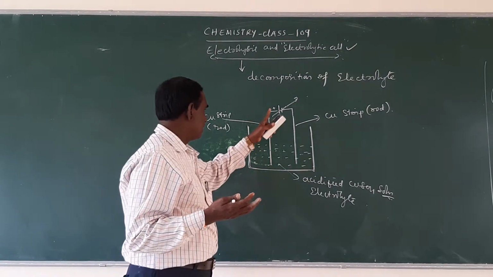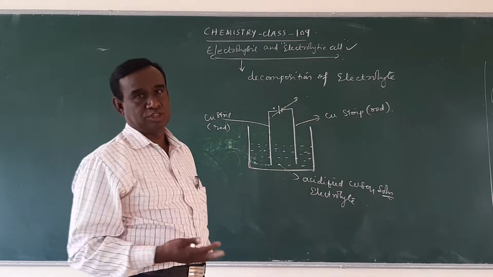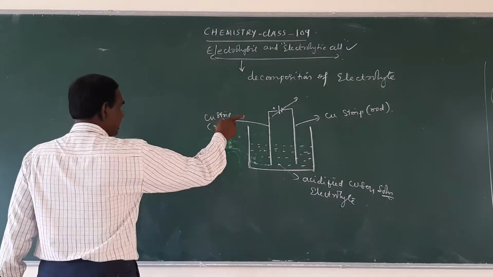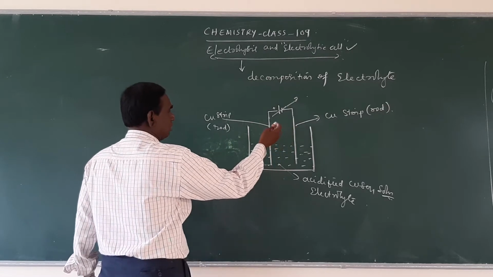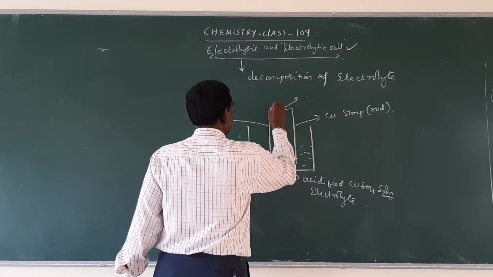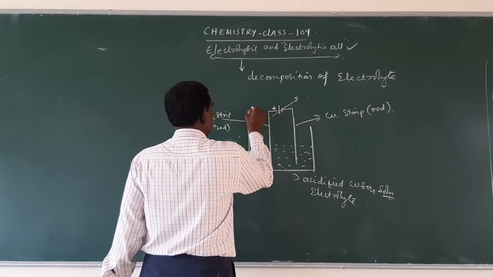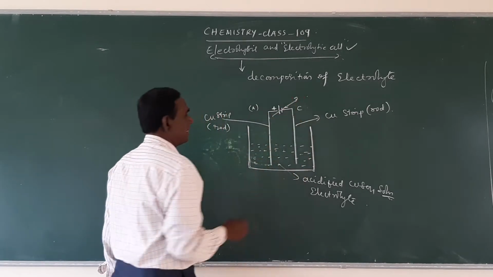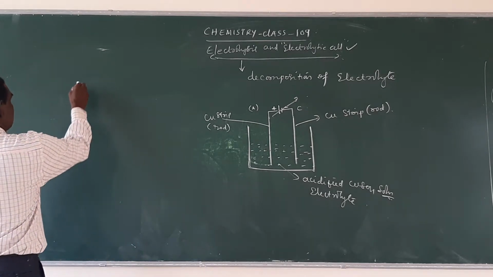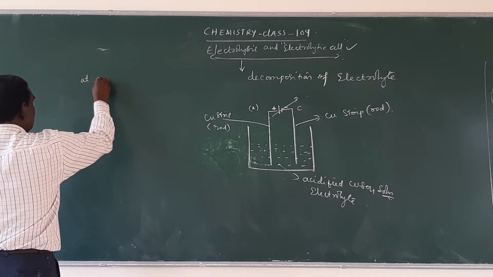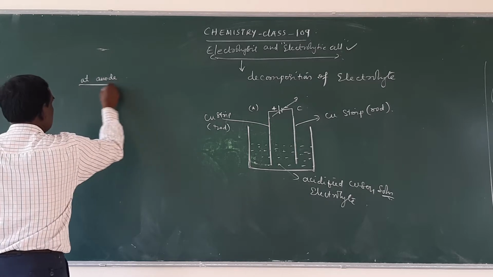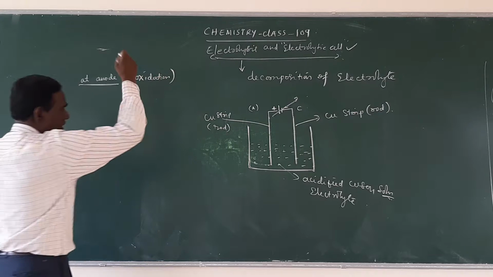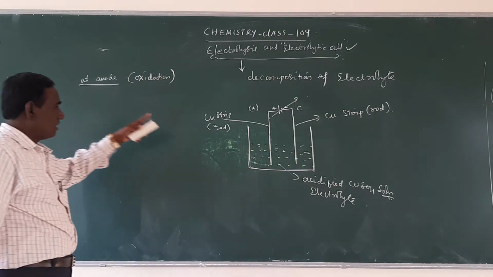So there are anodic and cathodic reactions. A chemical reaction takes place at the cathode and the anode. The positively charged electrode is taken as the anode and the negatively charged electrode is taken as the cathode. At the anode, oxidation takes place. Generally, at the anode oxidation takes place.